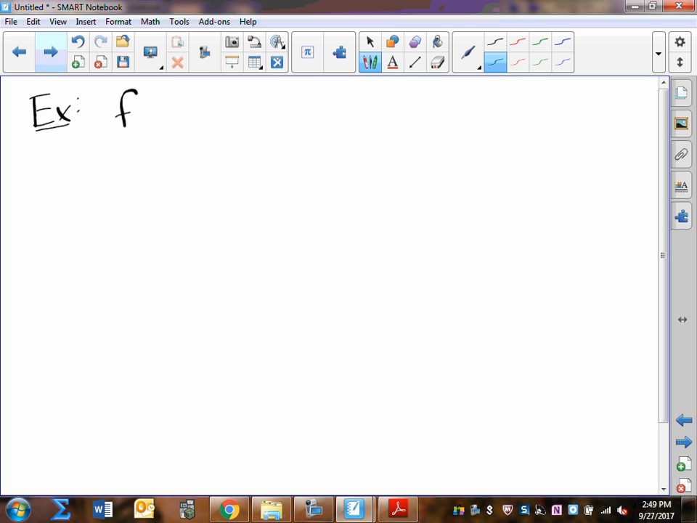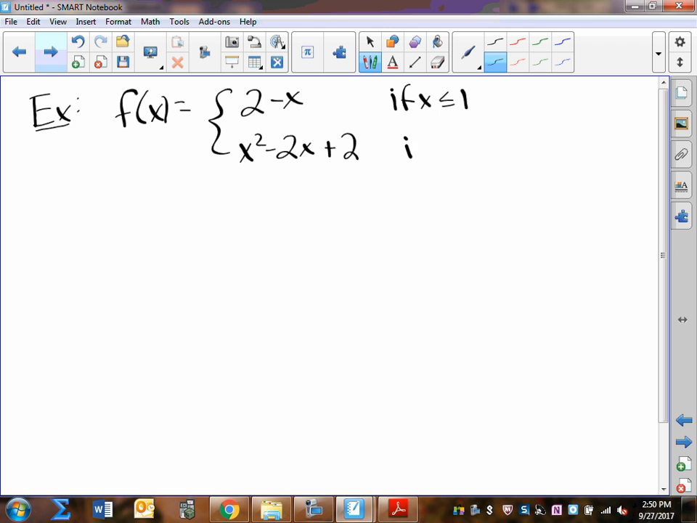Let f of x equal a fairly innocent piecewise function: 2 minus x, and x squared minus 2x plus 2. That top piece is if x is less than or equal to 1. And that bottom piece is if x is greater than 1.